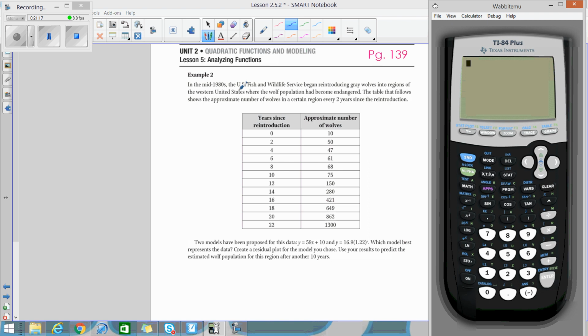All right, so let's try another example here. It says in the mid-1980s, the U.S. Fish and Wildlife Service began reintroducing gray wolves into the region of western United States where the wolf population became endangered. The table that follows shows the approximate number of wolves in a certain region every 2 years since the reintroduction. So here we go.